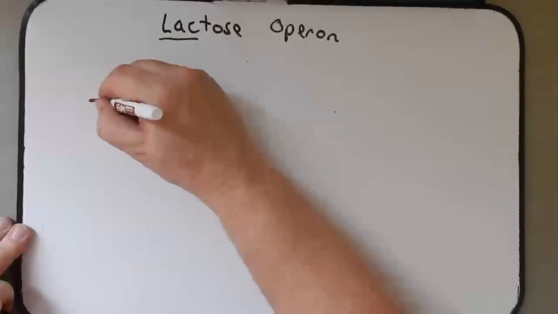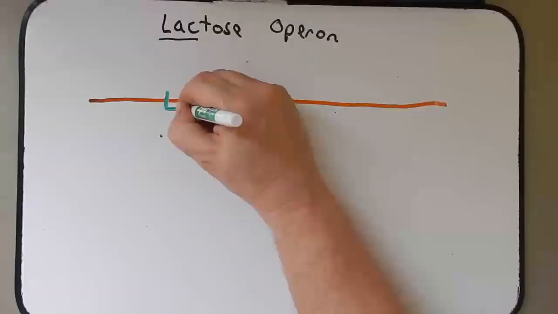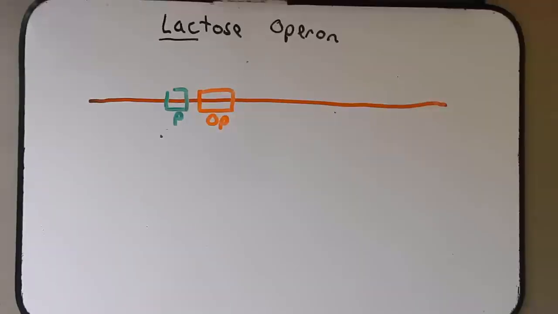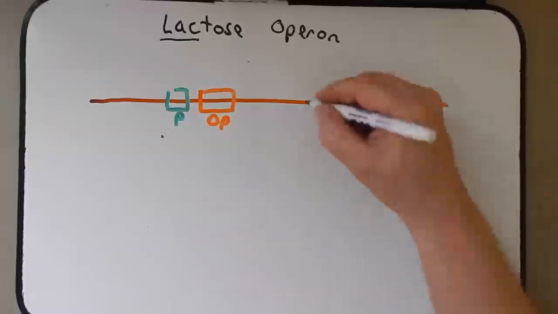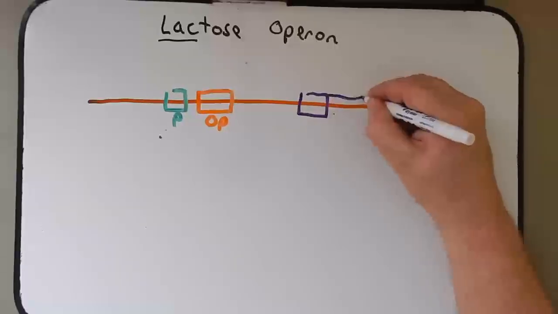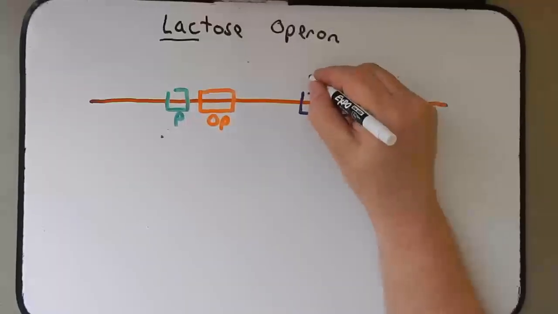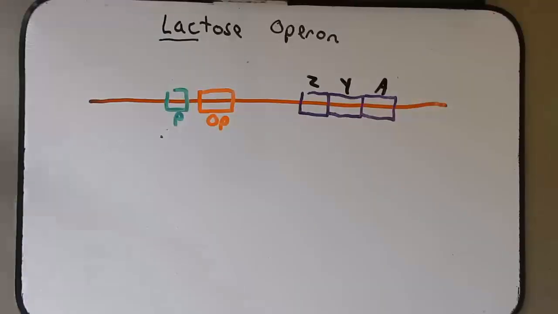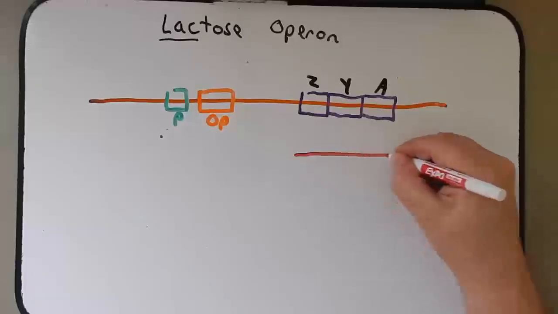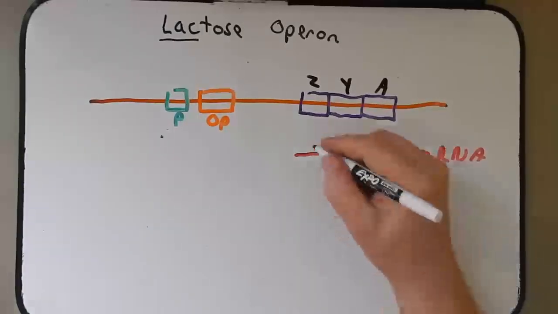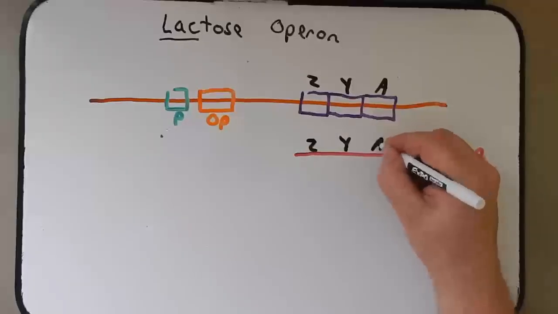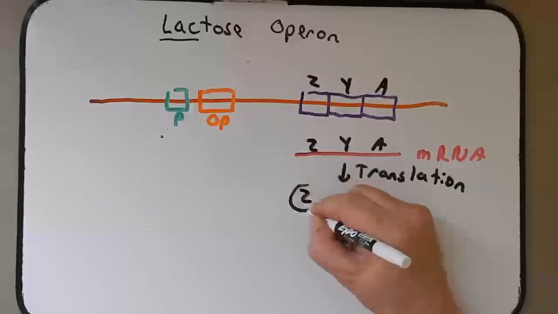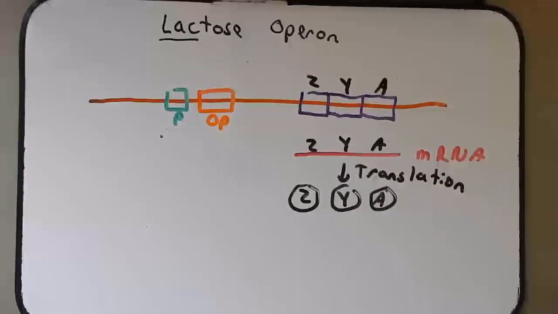So let's draw our friend here, the Lac Operon, put our promoter here, the operator here, and then we need to draw its 3 structural genes necessary to metabolize lactose. These 3 genes are called LAC-Z, LAC-Y, and LAC-A. Just like we talked about before, this will produce a messenger RNA that has the coding information for LAC-Z, Y, and A that will then go on to make proteins through translation called LAC-Z protein, LAC-Y protein, and LAC-A protein.